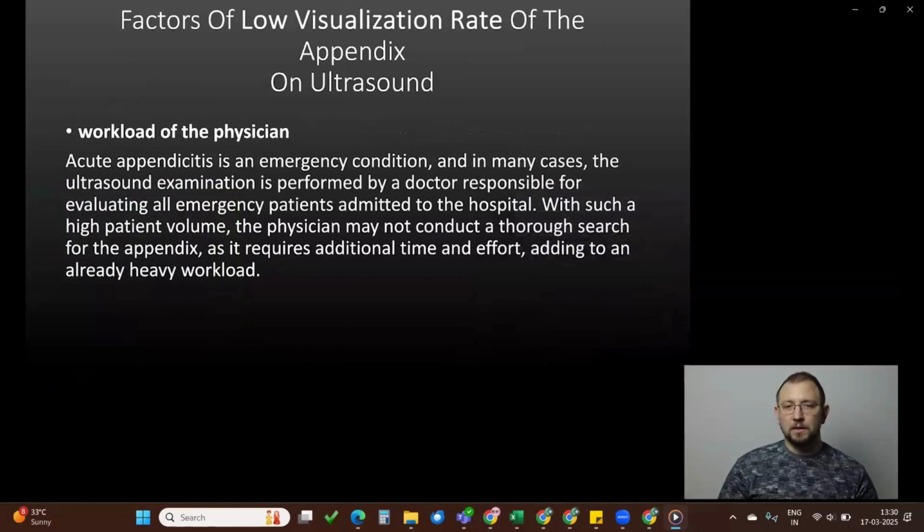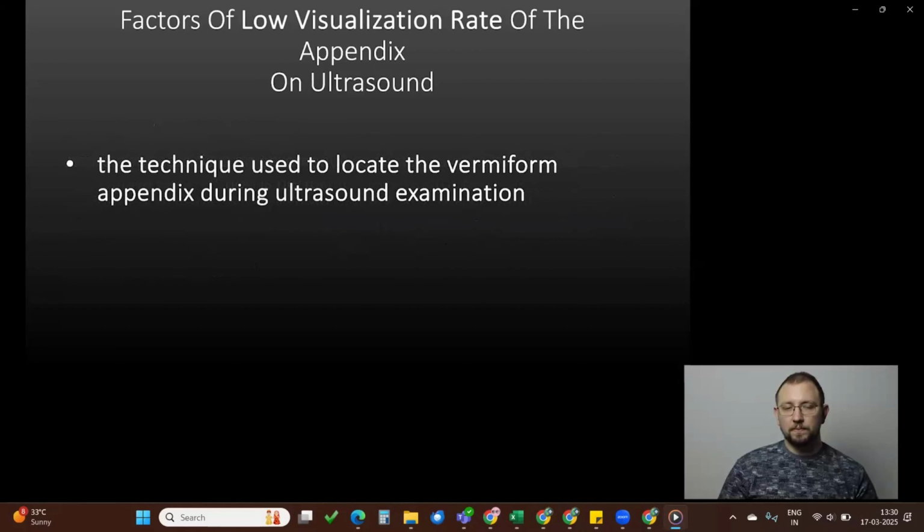The next important factor is the workload of the physician performing the ultrasound. Acute appendicitis is an emergency condition, and in many cases, the ultrasound examination is performed by a doctor responsible for evaluating all emergency patients admitted to the hospital. With such high patient volume, the physician may not conduct a thorough search for the appendix, as it requires additional time and effort, adding to an already heavy workload.